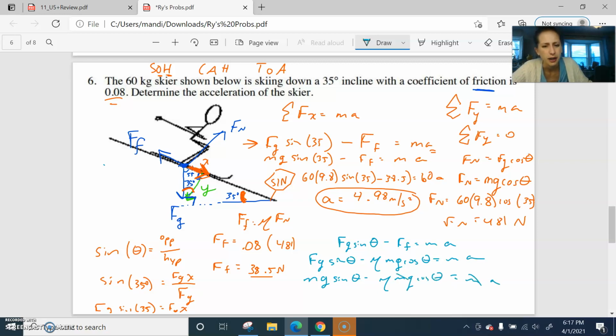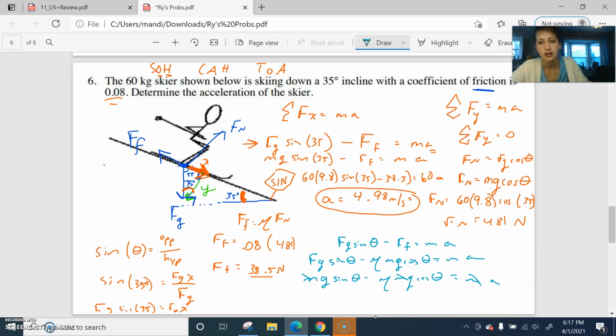You can cancel out your masses if you're feeling fancy. You can factor out your g's if you're feeling fancy. Depends how fancy you're feeling. If you're looking at this and you're just like, ew, no, what is she doing? Go back. You don't have to do it this way. Your teacher might solve it this way on the board. But all they're doing is these three steps at the same time.